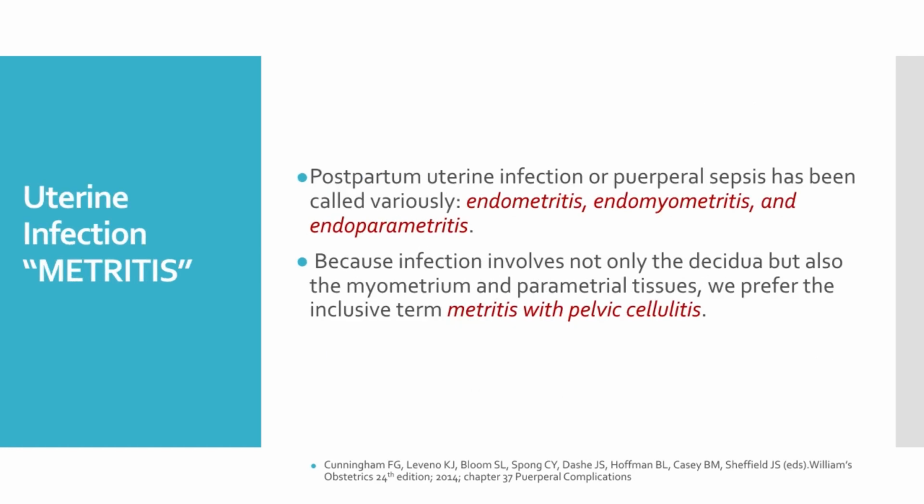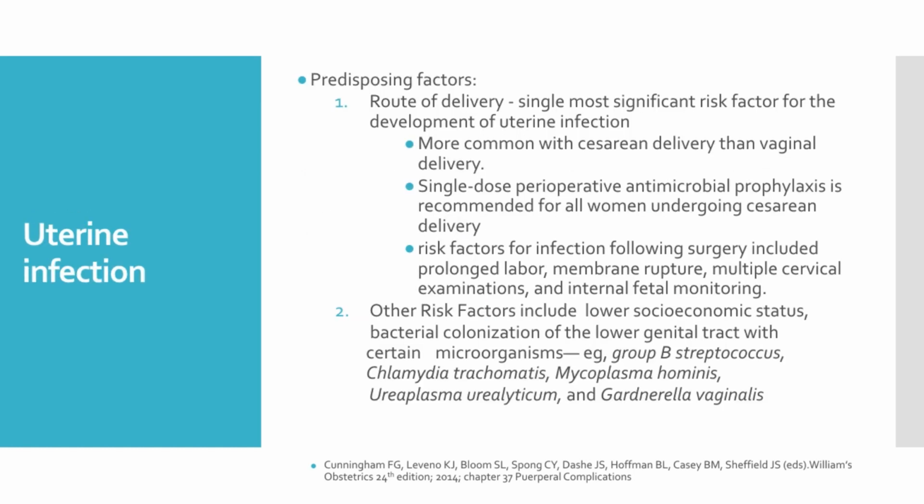Postpartum uterine infection or puerperal sepsis has been called by different names such as endometritis, endomyometritis, and endoparametritis. But because infection involves not only the decidua but also the myometrium and parametrial tissues, we prefer the inclusive term metritis with pelvic cellulitis. So what are the predisposing factors for uterine infection?